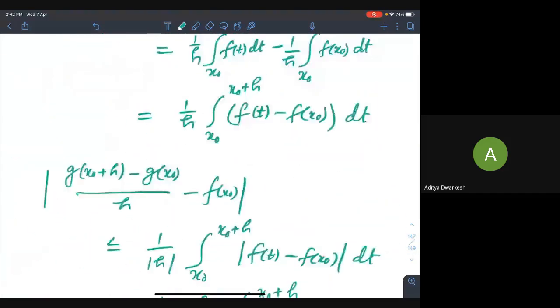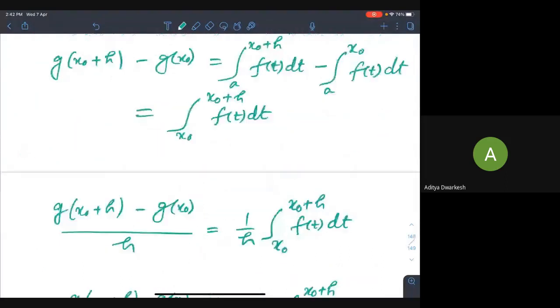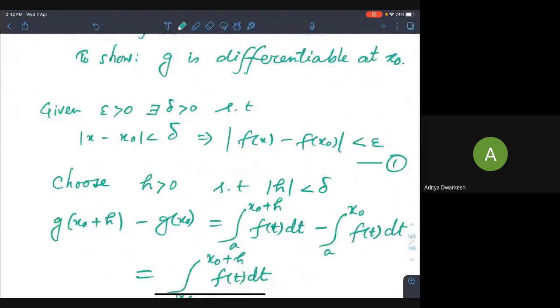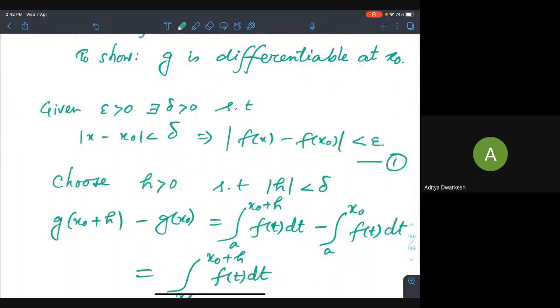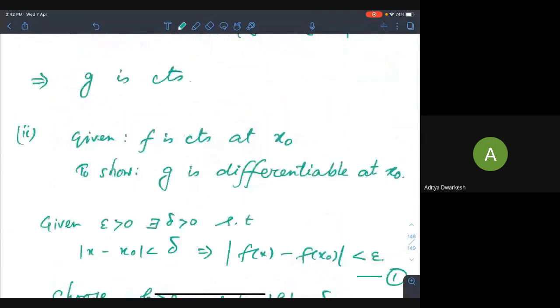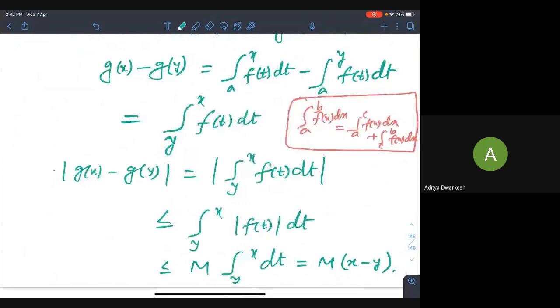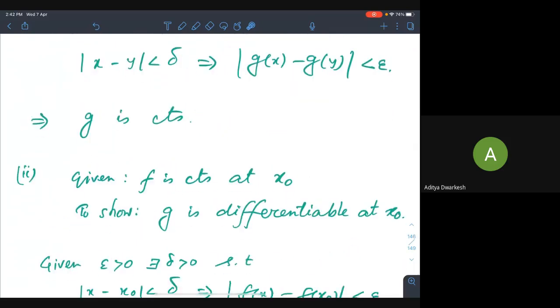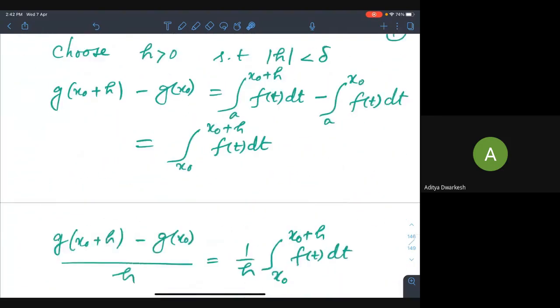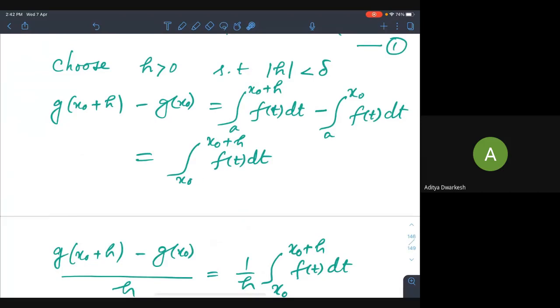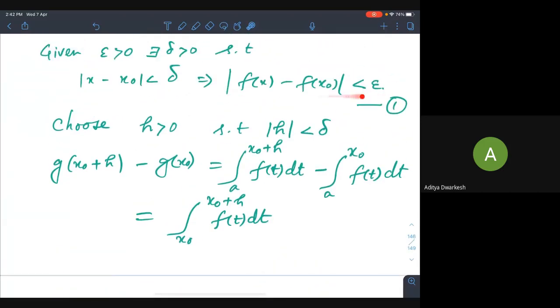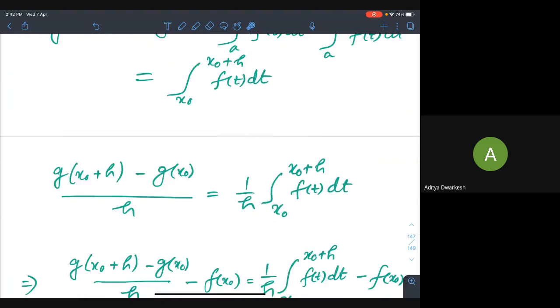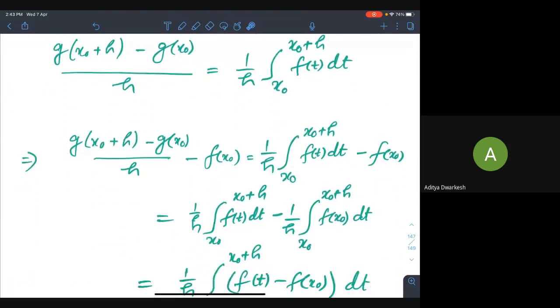So is the proof clear? What did we use? We just used the continuity of f here, and we used again this formula, as we mentioned: the integral a to b of f(x) dx is the integral a to c of f(x) dx plus the integral c to b of f(x) dx. This one we are using here, and here the continuity of f will be used.